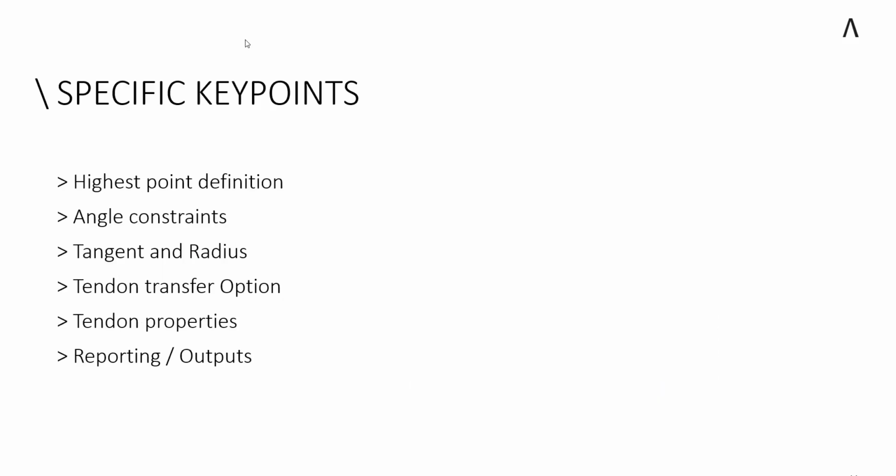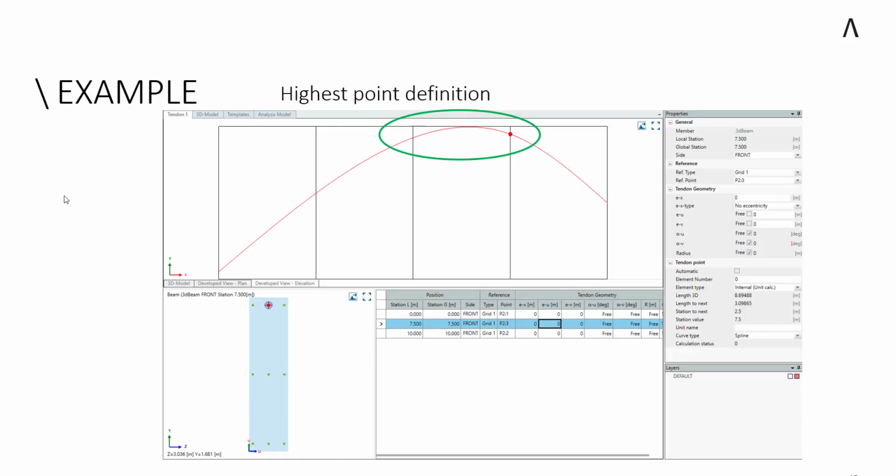Okay, I have here some specific key points now which I want to show you. There are some topics which are of interest, and they are not so commonly known. First, the high point definition. Afterwards I want to go a bit into the angle constraints. Then I want to get a bit into the tangent and the radius once more. And then I want to show you one transfer option for the tendon, which is not that well known, but is convenient in several cases. Then I want to go a bit into the tendon properties and on reporting and outputs.